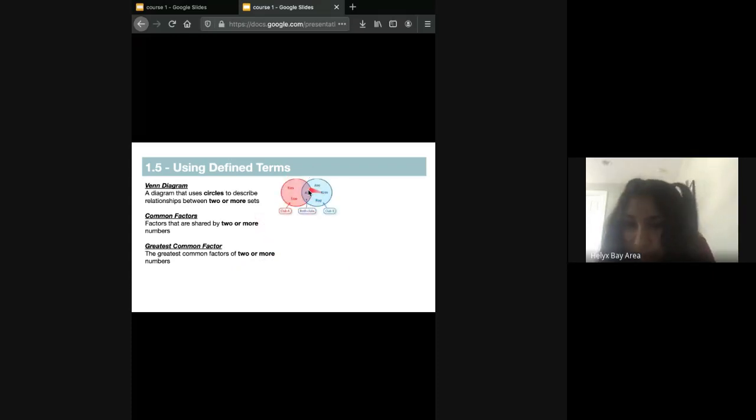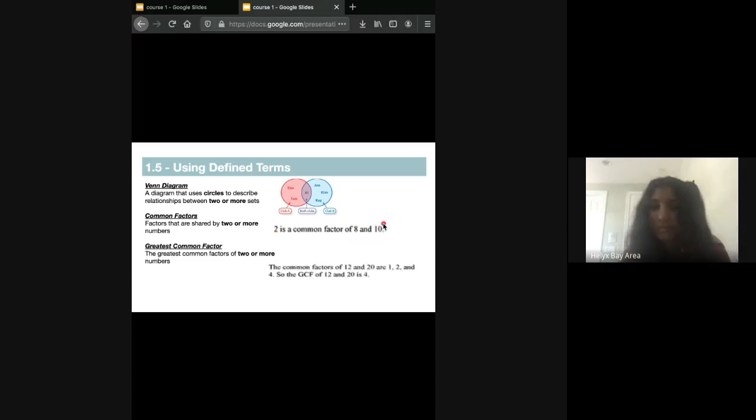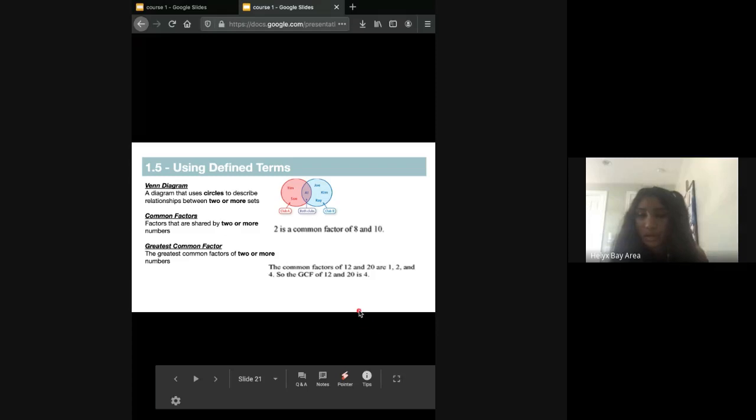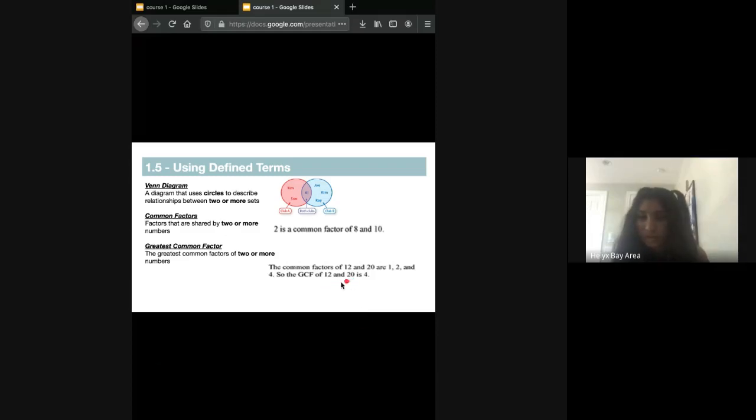I'm sure you've seen it before. We have club A, club B, and then this intersection is both clubs. So 2 is a common factor of 8 and 10 because it's a factor of both of the numbers. Okay, so the common factors of 12 and 20 are 1, 2, and 4. So the greatest common factor of 12 and 20 is 4 because as you see, we have 1 and 2, but that's not the greatest one. The greatest one is 4.